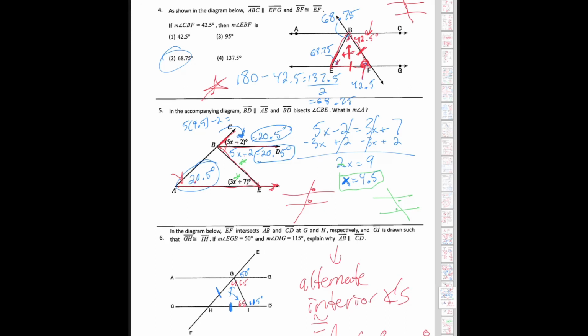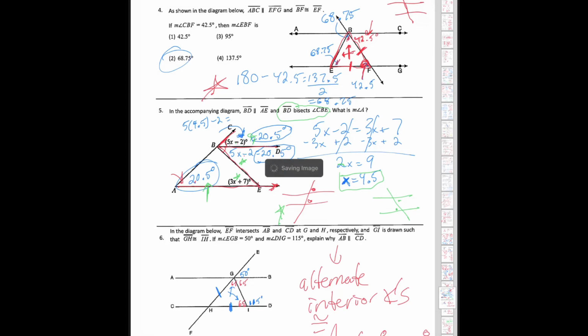Now, we already said that 5x minus 2 and 5x minus 2 were congruent because we had a bisector here. So now if I set those equal, I should get x. And then once I plug it in, I get 20.5. And remember back to this, that we had corresponding angles. So I get 20.5 degrees.